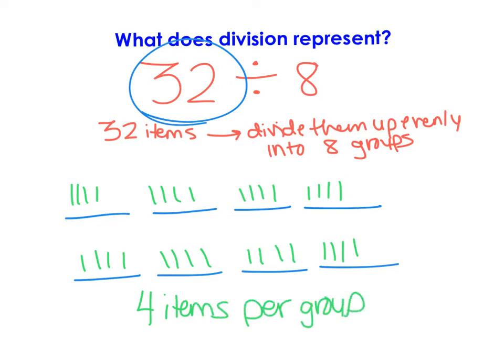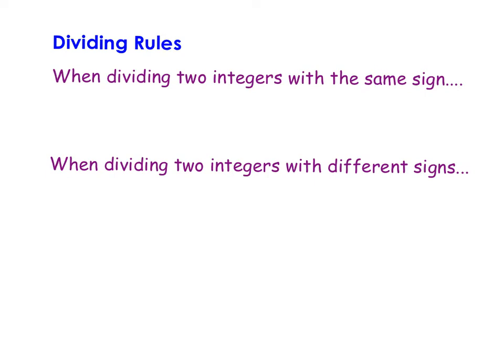So when we're dividing, that's really what we're figuring out. How many items do we have in each group if we take 32 items and we divide them up evenly into 8 groups? Now, just like multiplication, division has some sign rules when we're dividing two integers together.